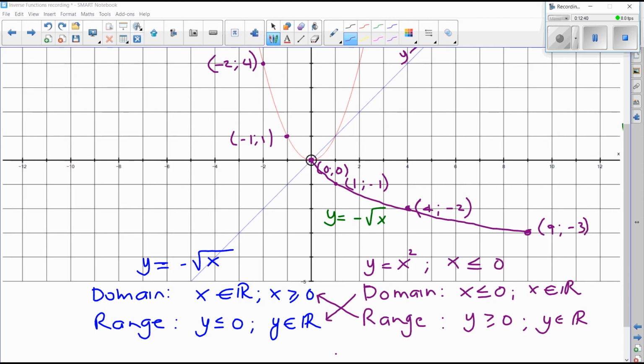And now, because we restricted the domain, we see that the inverse is a function, so we can write it in functional notation. So we can say that the inverse, which is the graph y equals negative square root x, for x values less than or equal to 0.